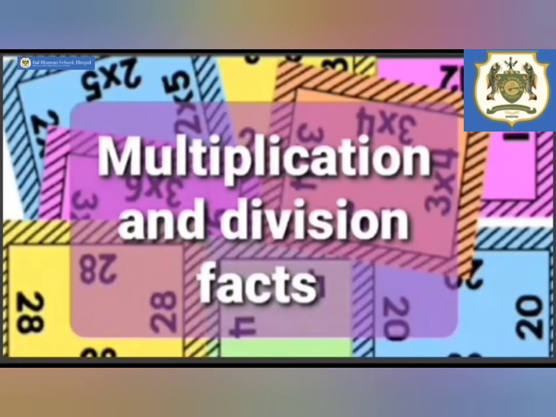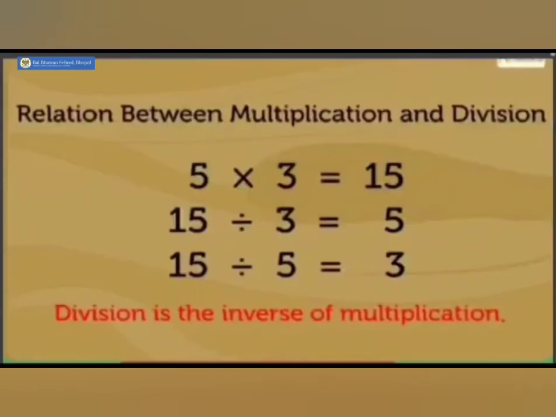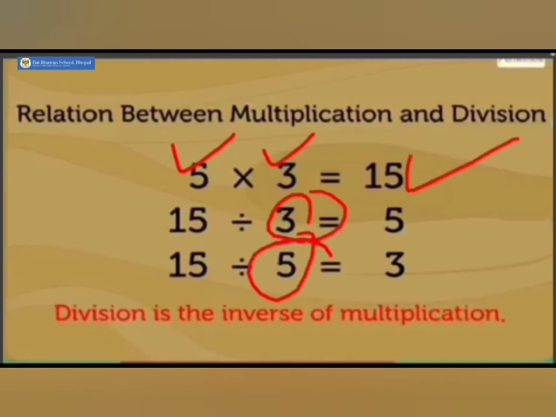Let us revise multiplication and division facts. Let us frame division facts out of the multiplication fact. In this example, as you can see, 5 multiplied by 3 is equal to 15 is given as the multiplication fact. Remember, 15 is the product, the answer of the multiplication. 5 and 3 are the factors. So while framing division sentences, these factors will be the divisors, 5 and 3 here, and 15, the product, will become the dividend.